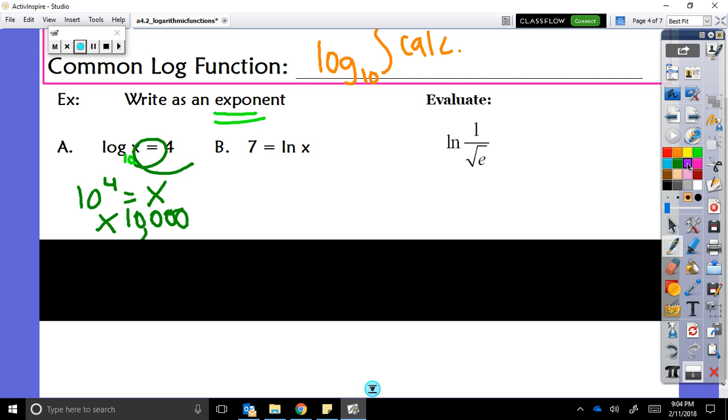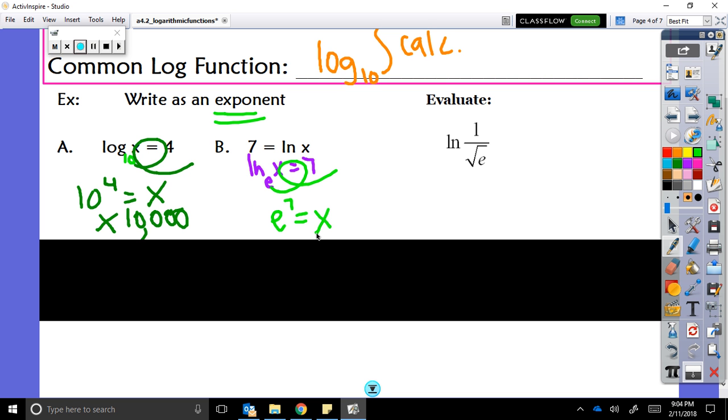Okay, and then when we look at natural log, I'm going to flip this one around so we can use our little trick. And we have to remember that this is base E. Okay, and then when we draw our E, we have E to the 7th power equals x. Again, another button on your calculator.